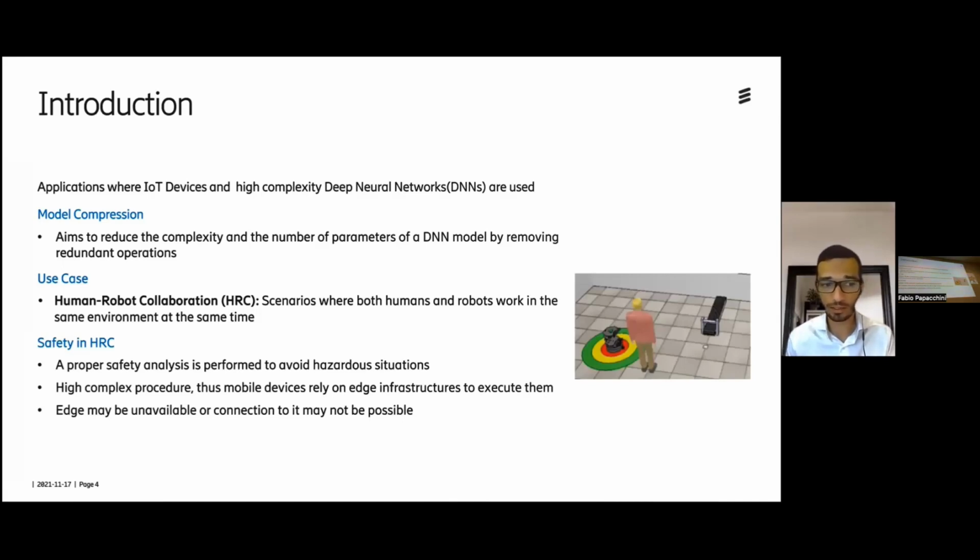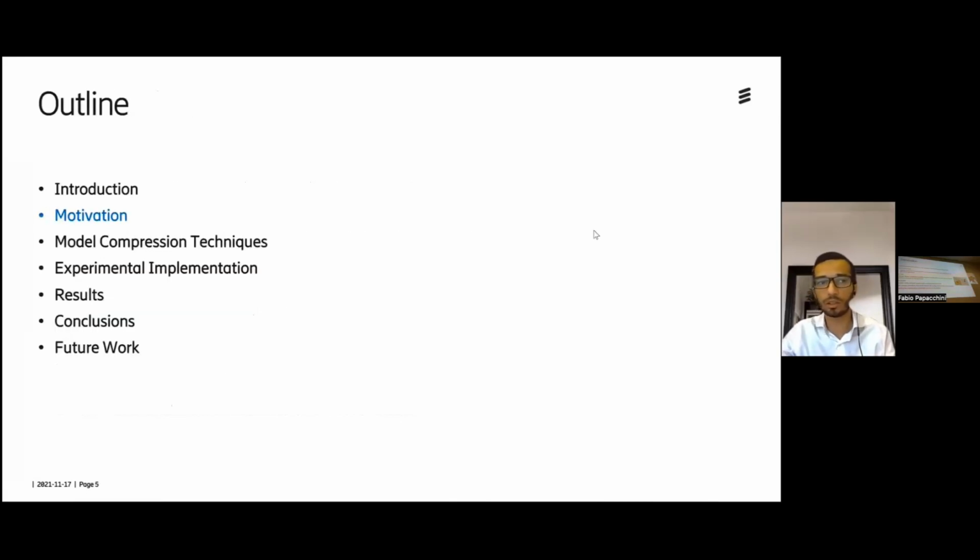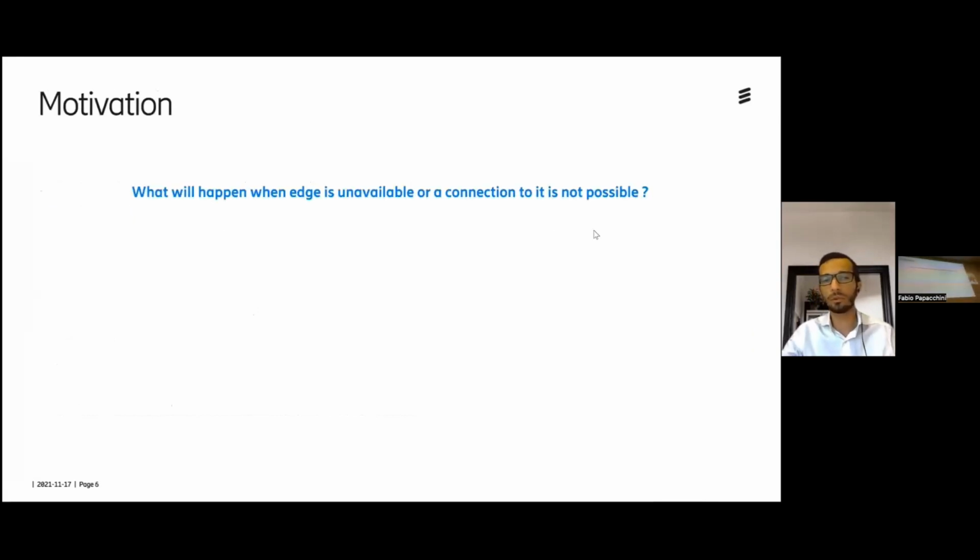And this safety analysis is a highly complex procedure that uses deep neural networks. And these mobile devices, which are mobile robots in our case, rely on edge infrastructures to execute these complex tasks. But in some cases, the edge may be unavailable or a connection to it may not be possible. So here comes the motivation of our work and the question: what will happen when the edge is unavailable or a connection to it is not possible?